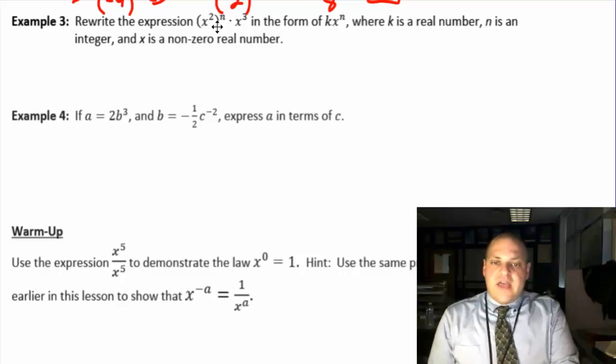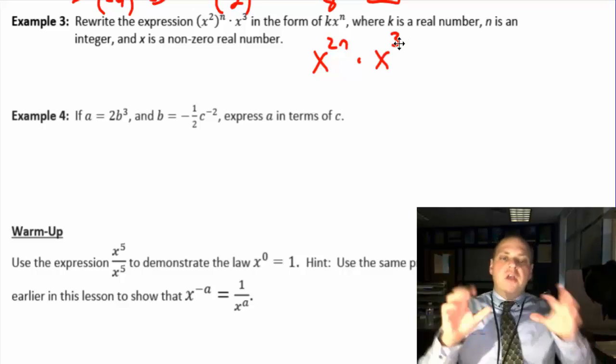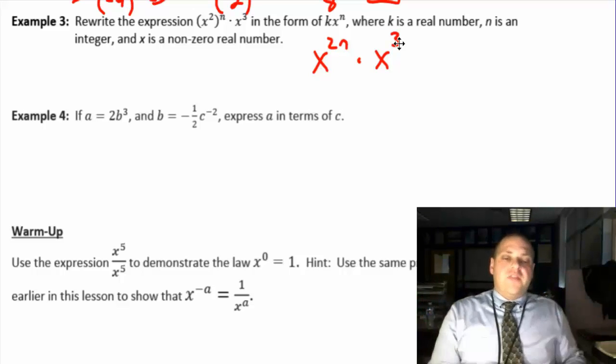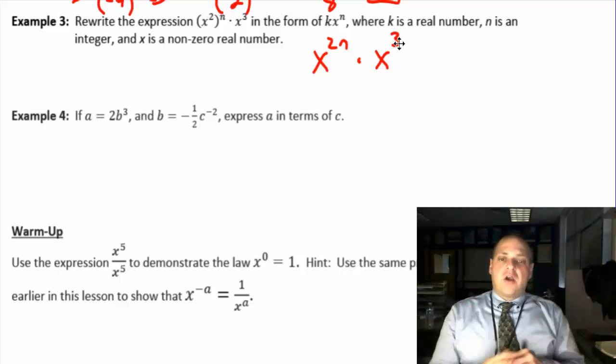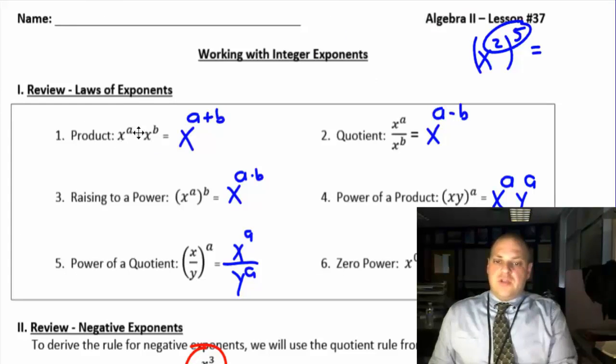All right, so x squared to the n is going to be x to the 2n times x to the third. Now we have to be careful. We have x to the 2n times x to the third, right? This time we have to go back to the front page and use this rule, the product rule. X to the something times x to the something, see? And what do you do? You add the exponents, all right?